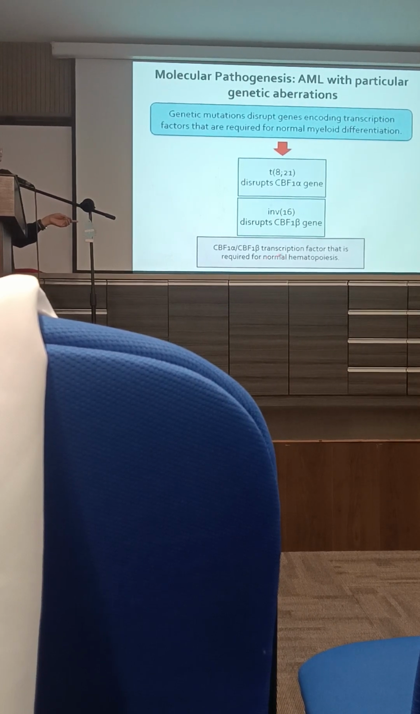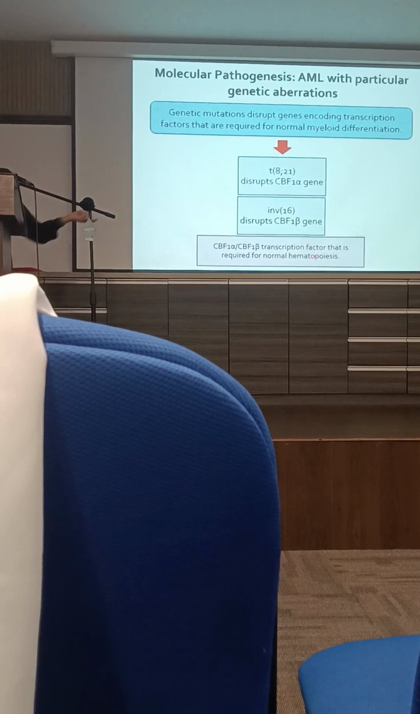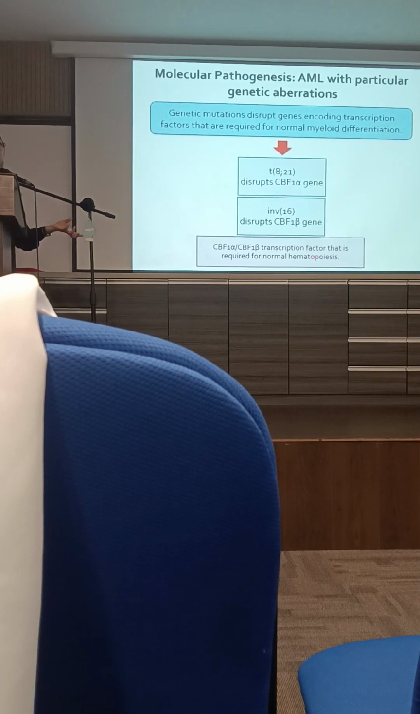Okay, and these genes are important to produce transcription factors that are required for normal hematopoiesis. So I'm just trying to show you the link, what happens when a patient develops an acute myeloid leukemia. Why does it become an acute myeloid leukemia? Why is there abnormal or halted differentiation? One of the reasons is this.